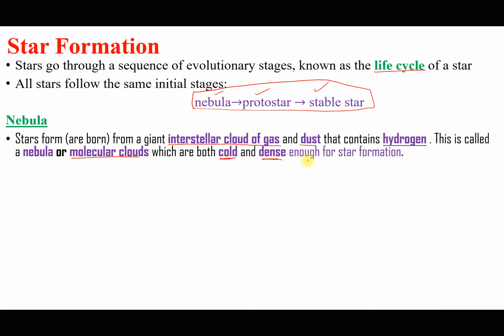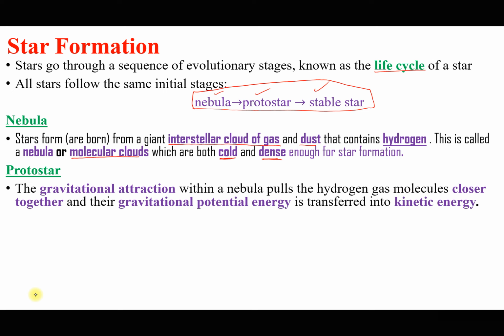So all stars are born from an interstellar cloud of gas and dust that contains mostly hydrogen. From the nebula, the first major stage of the star is formed, which is the protostar. So the star starts as a protostar. What leads to a protostar being formed? The gravitational attraction within a nebula pulls the hydrogen gas molecules closer together, and their gravitational potential energy is transferred into kinetic energy.